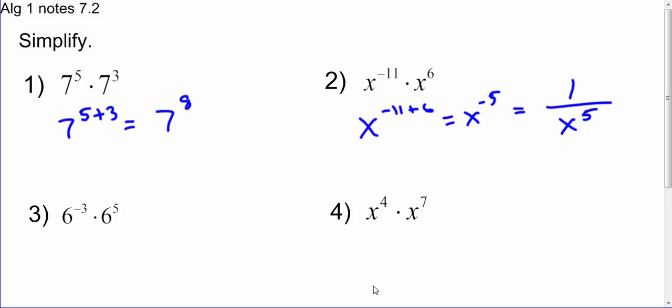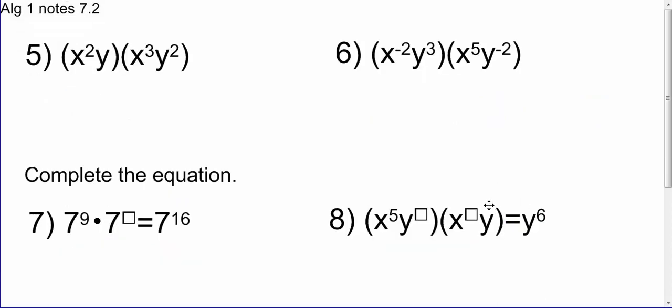Alright, why don't you guys pause the video, do 3 and 4. The next two on your own, they're really similar to 1 and 2. Alright, students, welcome back. You can see my work on both of these. We didn't run into any negative exponents that we had to adjust, so these might have been slightly easier than a problem like number 2, but on 3 you can add the exponents and you get 6 squared, and then on number 4 you get x to the 11th, again just by adding exponents.